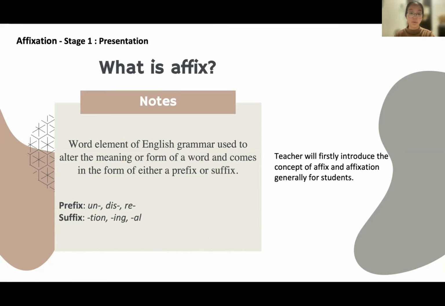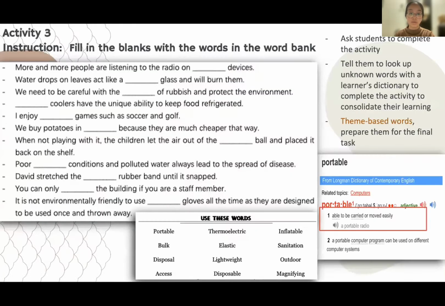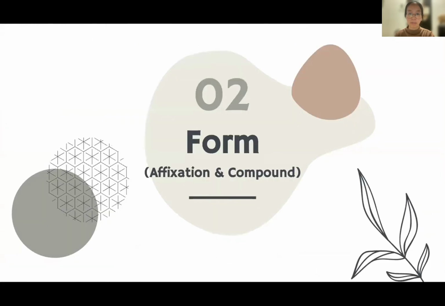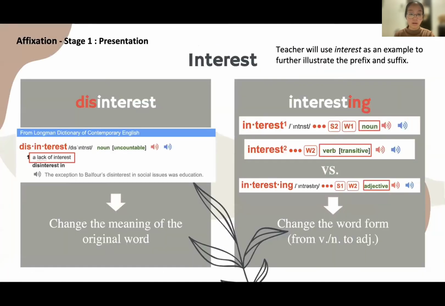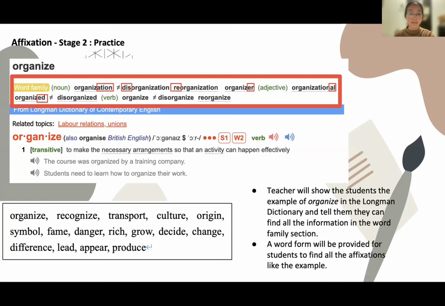I will use the word interest as an illustration. When it comes to disinterest, dis is the prefix which changes the meaning of the word. When it comes to interesting on the right side, the ing is the suffix which changes the word from verb or noun to adjective. After that, I will show them the example of organize in the Longman Dictionary and tell them they can find all the information in the word family section, just as the picture shows above.